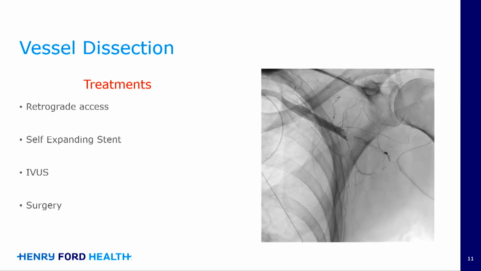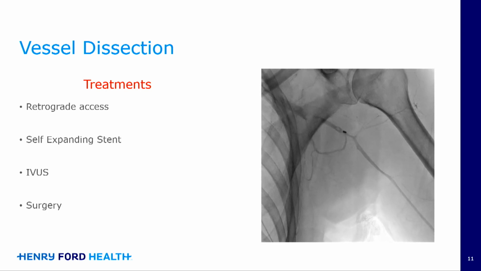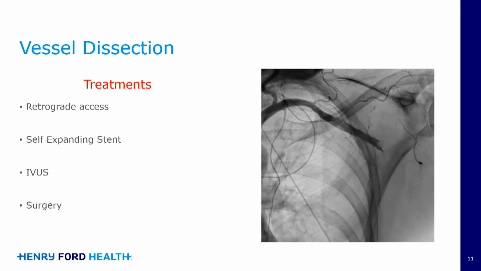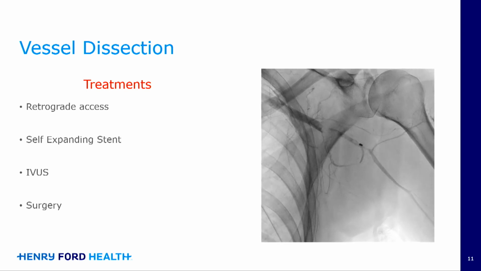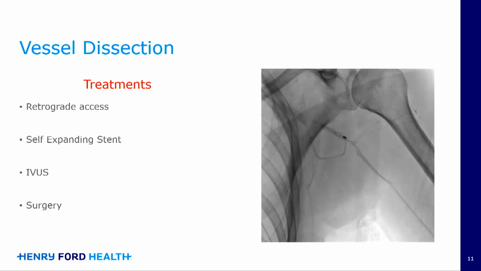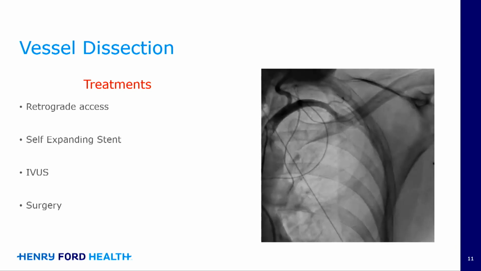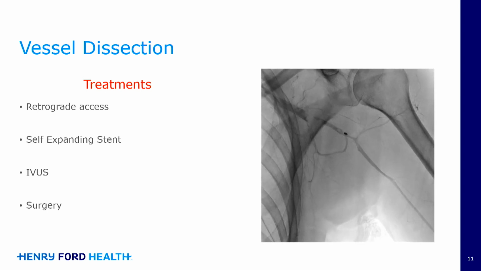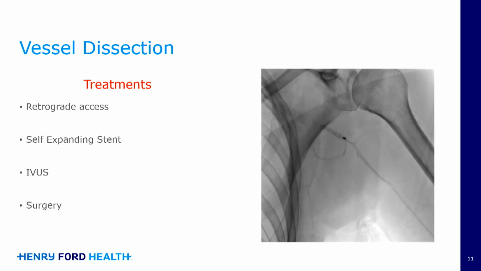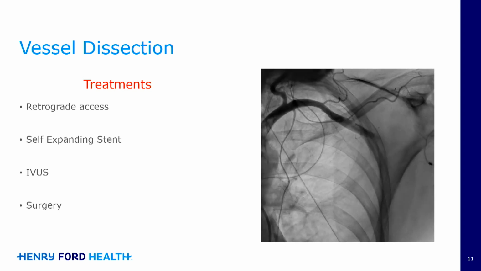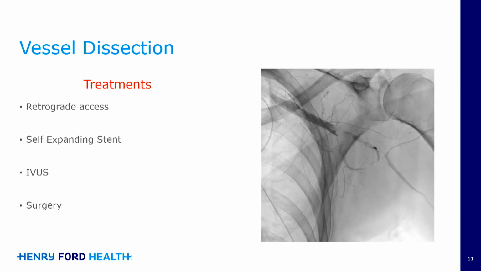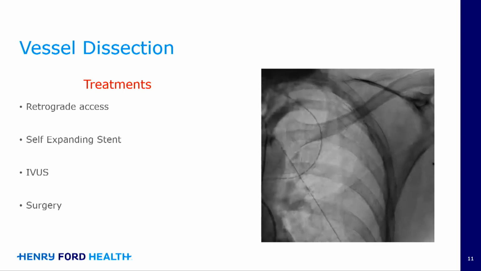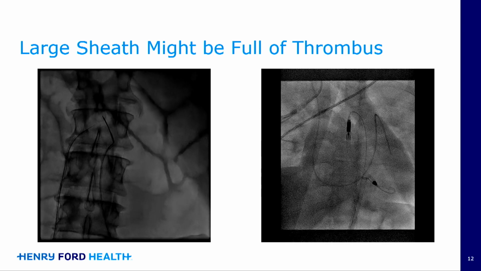Now, vessel dissection and vessel occlusion, there are treatments. We can treat this in the cath lab. The good thing about the extremity is you can always go retrograde. So if you dissected the common femoral artery on the left or the brachial artery here, you can go from the radial or from the popliteal, and that will get you in the real axis. I use self-expanding stents. You can use IVUS in the periphery, and the surgeons are very willing to take these patients. However, I warn you, those patients are very sick, and arterial clamping and vascular surgery is really high risk in those patients. So if you can treat them in the cath lab, please do it.